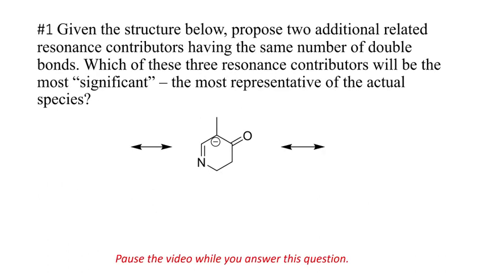Number 1, given the structure below, propose 2 additional related resonance contributors having the same number of double bonds. Which of these 3 resonance contributors will be the most significant, the most representative of the actual species? So pause the video now, get out a sheet of paper, write this down, see if you can do it, and then come back to the video and continue. I'll wait for you.